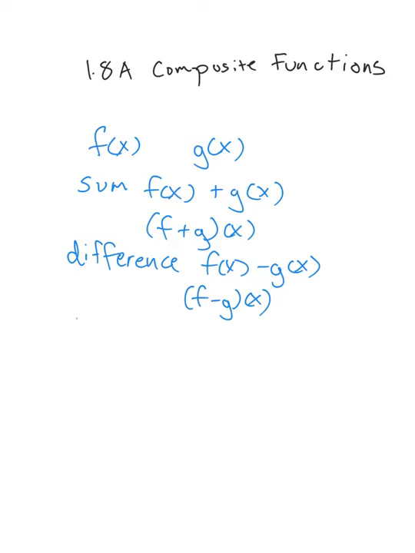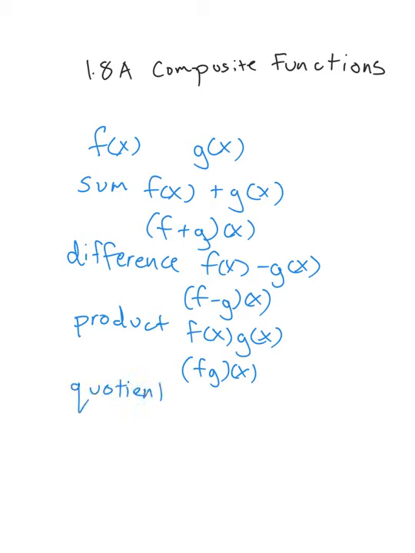And product could be f of x times g of x, or f g of x. And then finally our quotient, which is f of x over g of x, or f over g of x. These are just fancy notation for saying find the sum, difference, product, and quotient. So let's do an example.